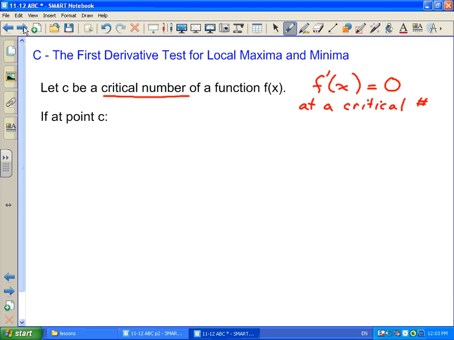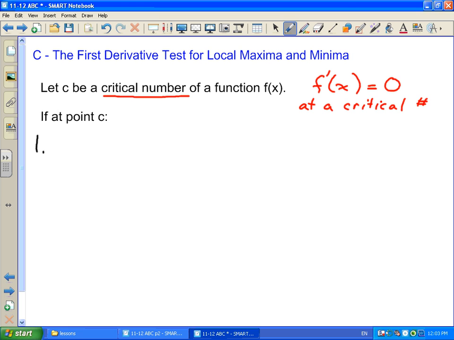Now, let's say we found this point c, where the derivative is equal to 0. There are three possibilities. We can have a local maximum, we can have a local minimum, or it can be one of these special cases where it's not a local maximum or minimum. And we want to figure out which of these it is. The way we're going to do this is, as the name suggests, to look at the sign of the first derivative.